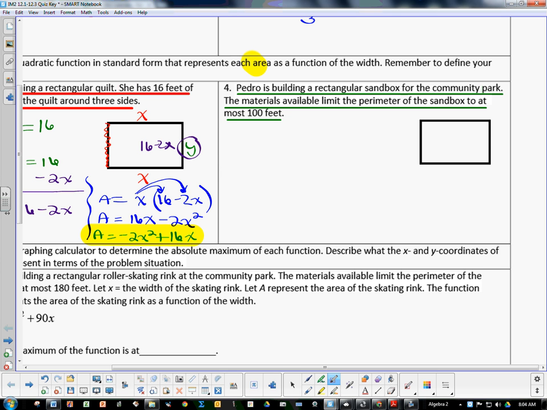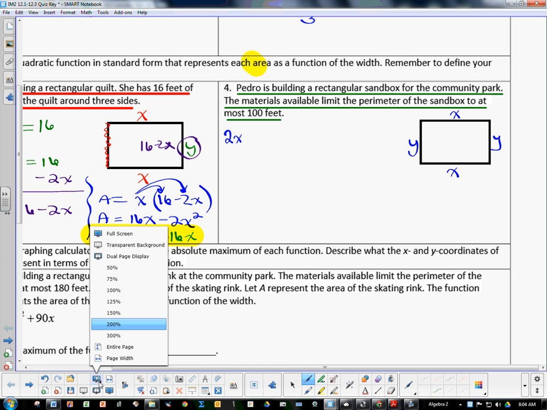Very important, draw something. We've got this sandbox. Now, it really doesn't matter what I label these: X, Y's, W, L, it really doesn't matter at all. I'm going to say this is X, this is Y, and this is Y. What do you think all of those are going to add up to? 100, right?